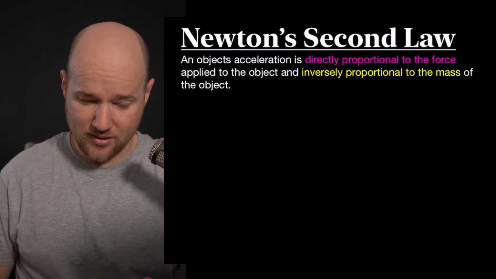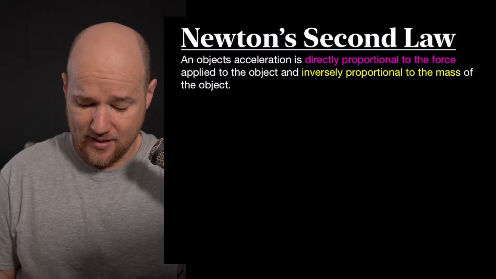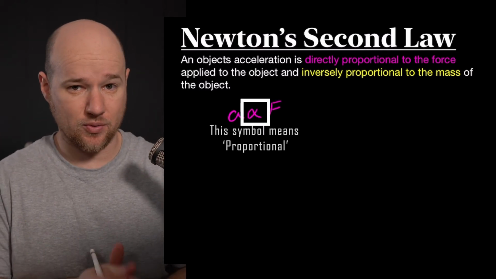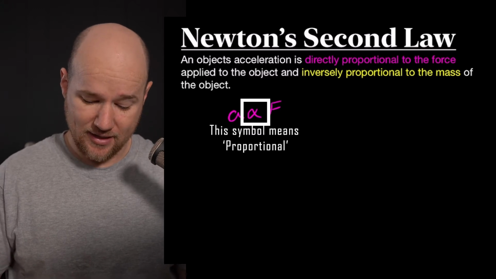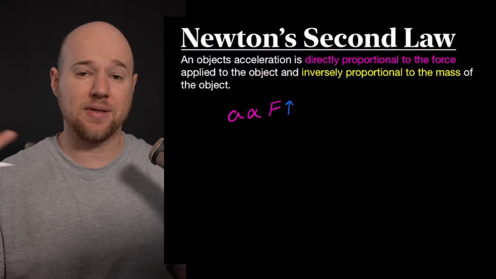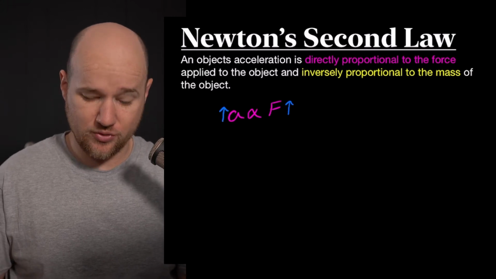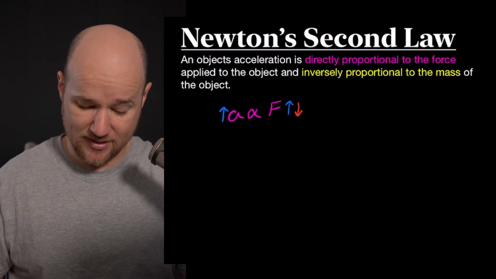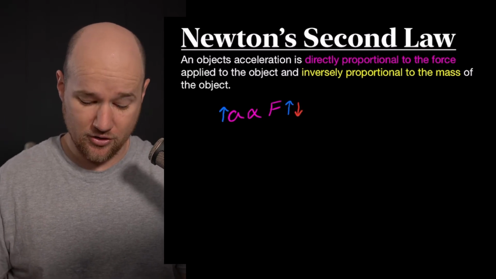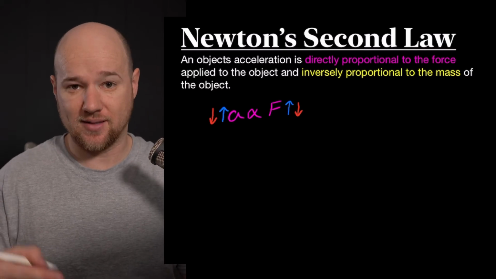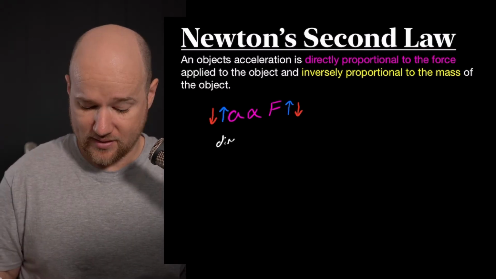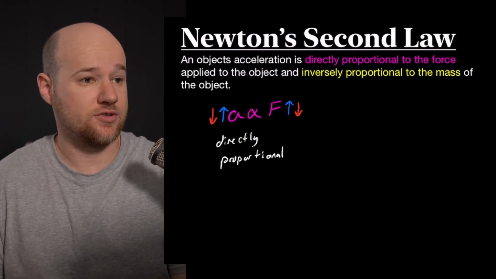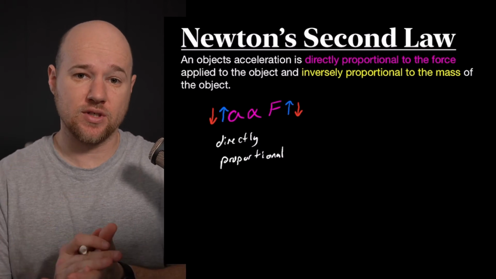And what does that mean? Well, basically what it's saying is an object's acceleration is proportional to the force, and it's directly proportional to the force. And what that means is if you are to increase the force you're applying on an object, you are going to increase the acceleration of that object. And likewise, if you were to decrease the force you're applying on the object, you're also going to decrease the acceleration that object experiences. And this is directly proportional. And that's basically the first half of Newton's second law. There's a direct proportionality between force and acceleration.